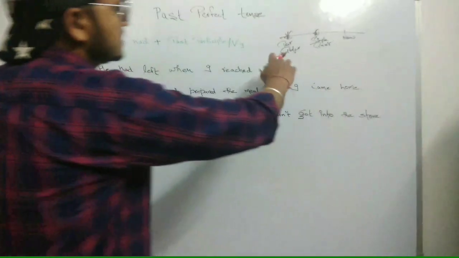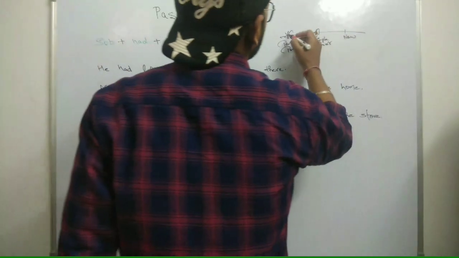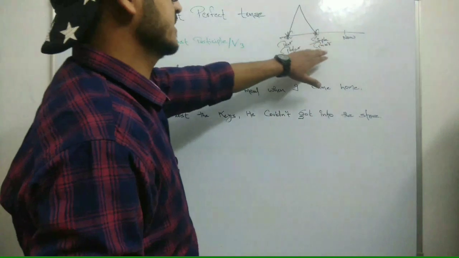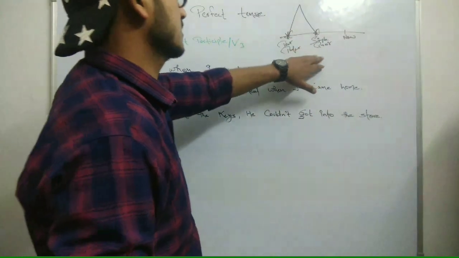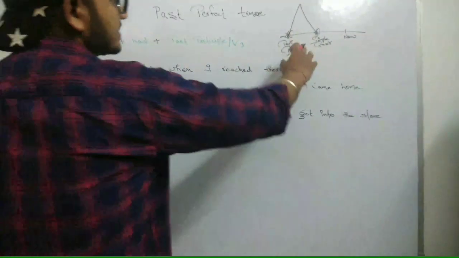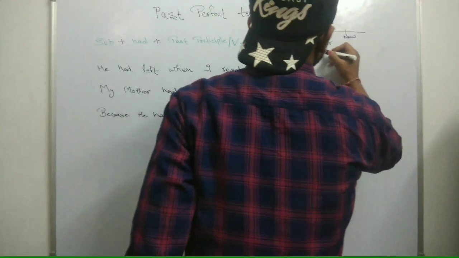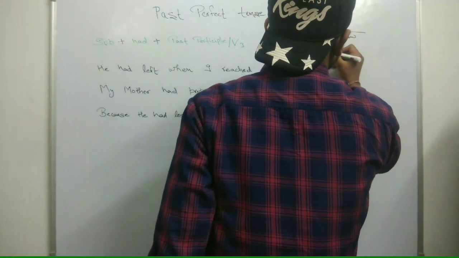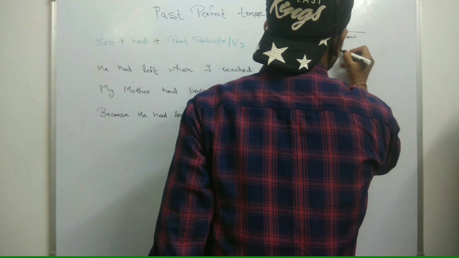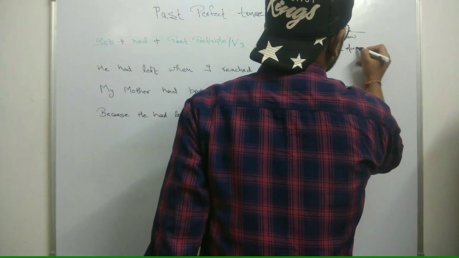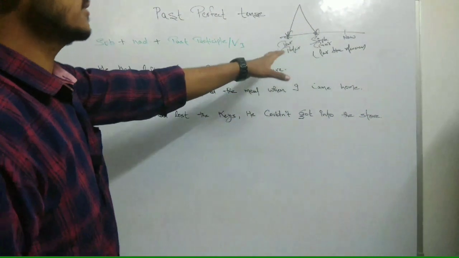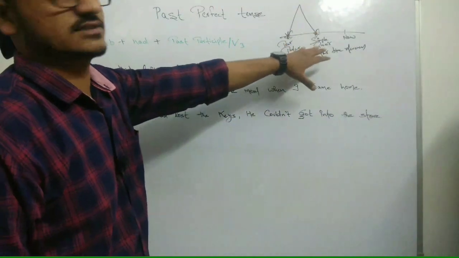And both these actions have some sort of connection. They're dependent on each other. If you want to talk about this one, you have to have this one here. This does not exist without this one. And this basically acts as a reference point. This is the past time reference. Something happened earlier, which is in relation to this action.